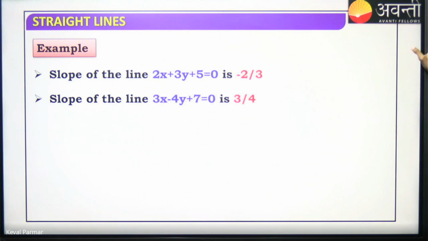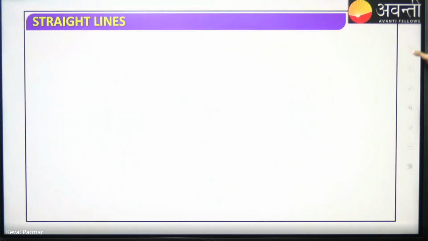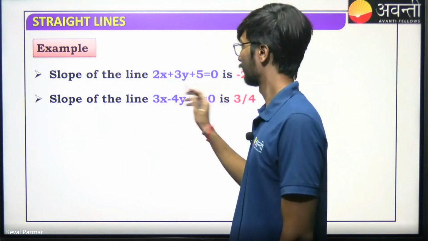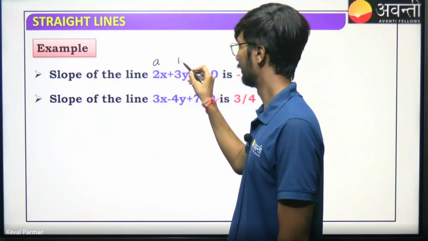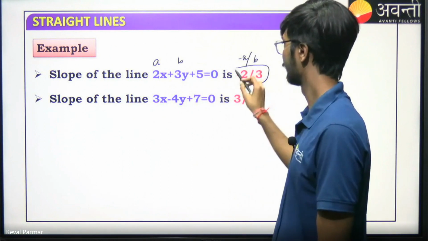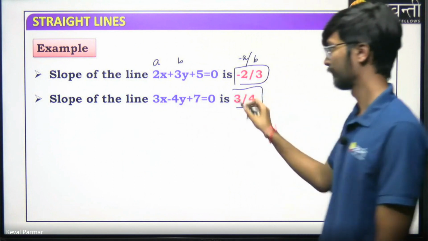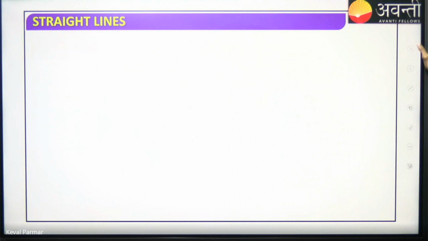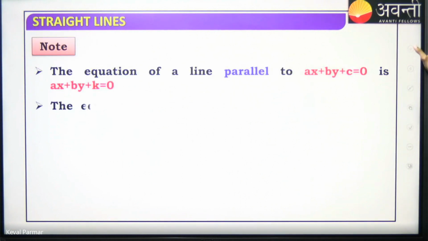Here are some examples, as you can see. Slope of the line 2x plus 3y plus 5: this is a, this is b, and minus a upon b is minus 2 by 3. Similarly, we can get it here. Very simple examples to understand. Let's see what we have next.